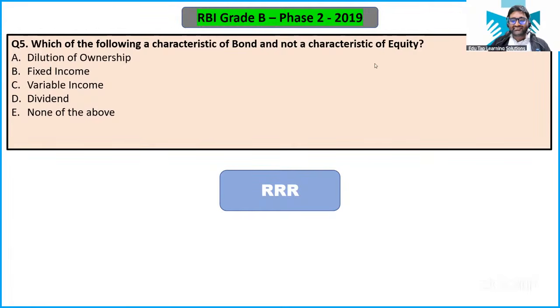Yes, Ashwini, very good. The correct answer over here is B, fixed income. Okay, all of you have answered it right. What can we say? Bond is actually a debt instrument. It is called the debt instrument.